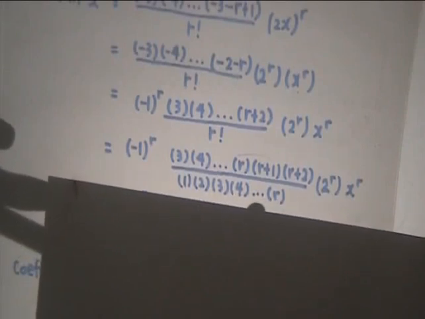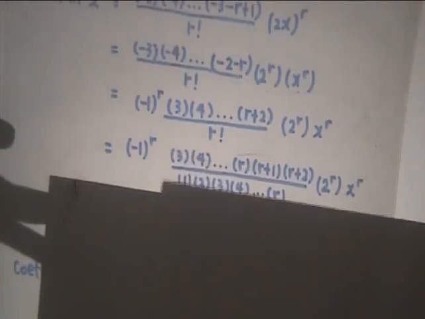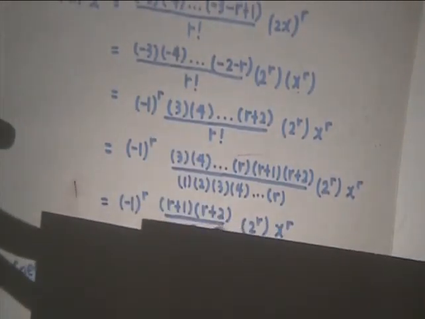So I can see that I can cancel off the terms. Like 3 can cancel with 3, 4 can cancel with 4, and all the terms in between will be cancelled also, all the way to r. I can cancel all the way until r. So for the numerator, I will be left with r plus 1 and r plus 2, because 3, 4, 5 all the way to r will be cancelled off. And the denominator, because we start cancelling from 3, I'll be left with 2.